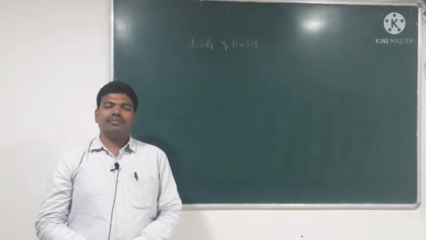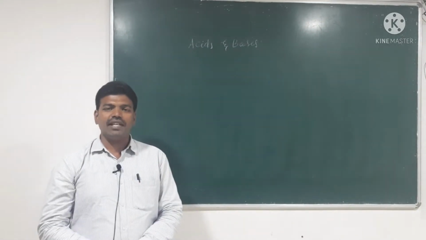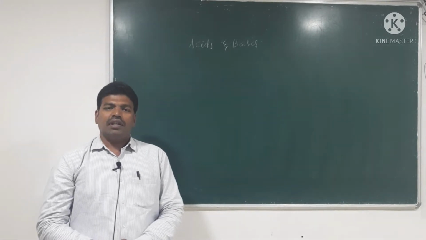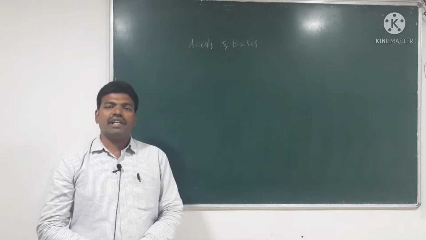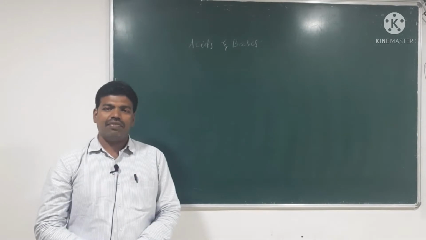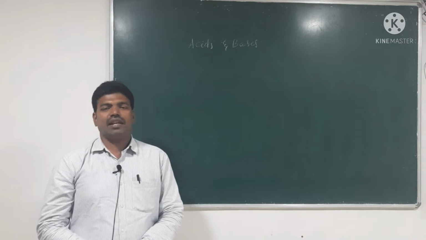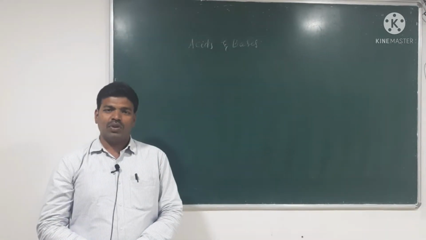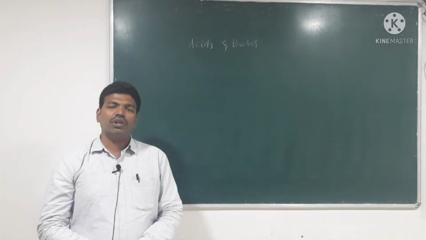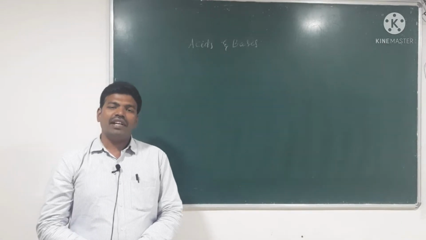The word acid is derived from the Latin word acidus, which means sour, which is attributed to their sour taste. And the word base is derived from the Latin word alkali, which means ashes of plants, which is attributed to the fact that we feel soapy when we touch them.